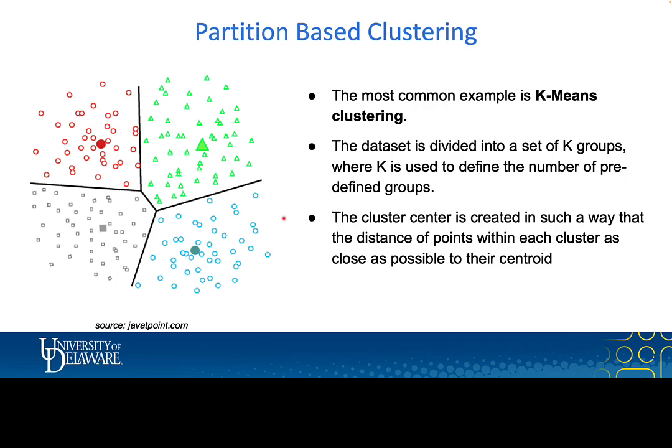The algorithm then will randomly initialize k cluster centroids, which are the center of each cluster, and assign each data point to the nearest centroid, forming these clusters.